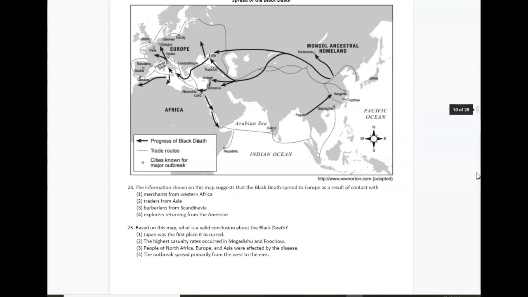And number 25. Based on this map, what is a valid conclusion about the Black Death? What can you kind of figure out about the Black Death based on this map? 1. Japan was the first place that it occurred. 2. The highest casualty rates occurred in Mogadishu and Fuzhou. 3. People of North Africa, Europe, and Asia were affected by this disease. Or 4. The outbreak spread primarily from the west to the east. So just looking at this map, what is something you can conclude, you can figure out?